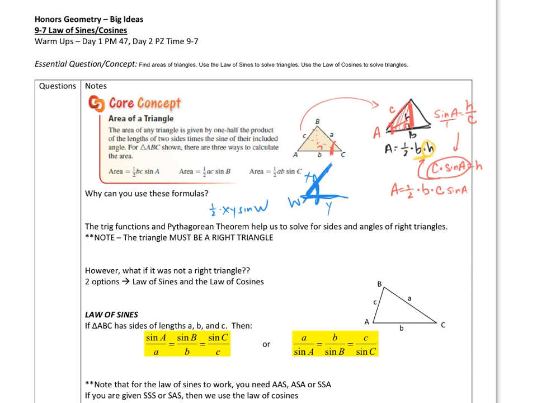So what we've been doing with the triangles is we've used SOHCAHTOA, we've used the Pythagorean Theorem, so we've been able to find sides and angles.